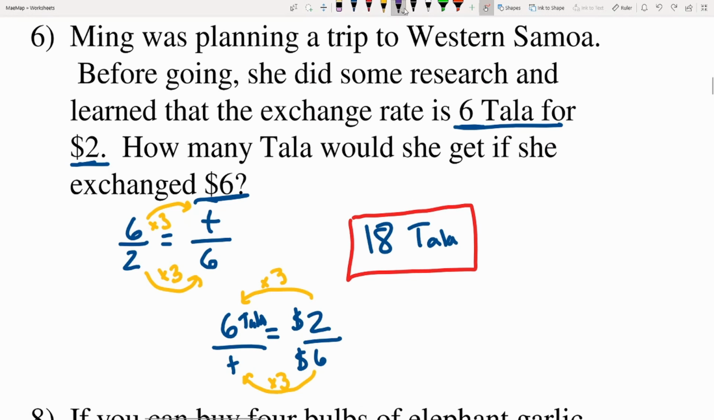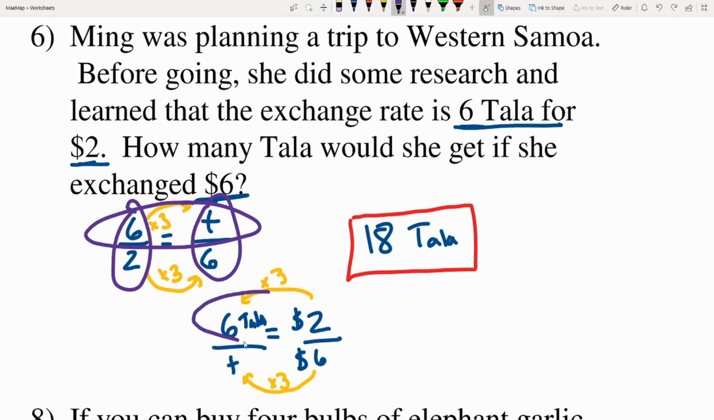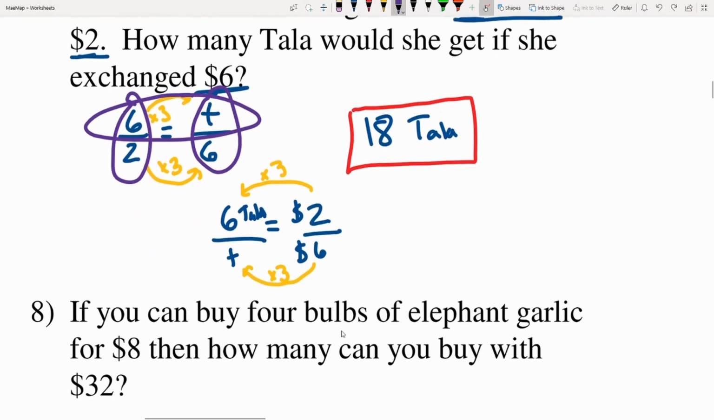So for example, in our first setup, the 6 and the t were both tala, and you could get 6 for 2, and then how many for 6, whereas in my second proportion I set up, the numerator was how many tala you could get for $2, and that was that same relationship in the denominator, except it was how many for 6. I had tala over here and dollars over here. So you can see those numbers do indeed link up with the given information. So just another way to think about it. Let's move on to number 7.